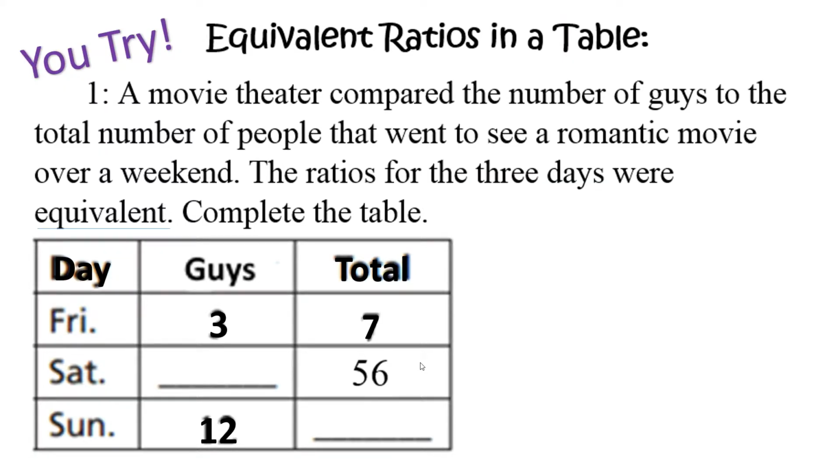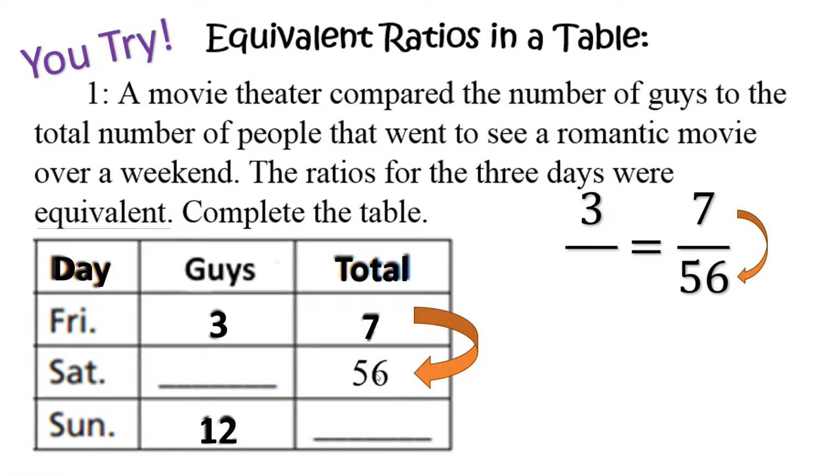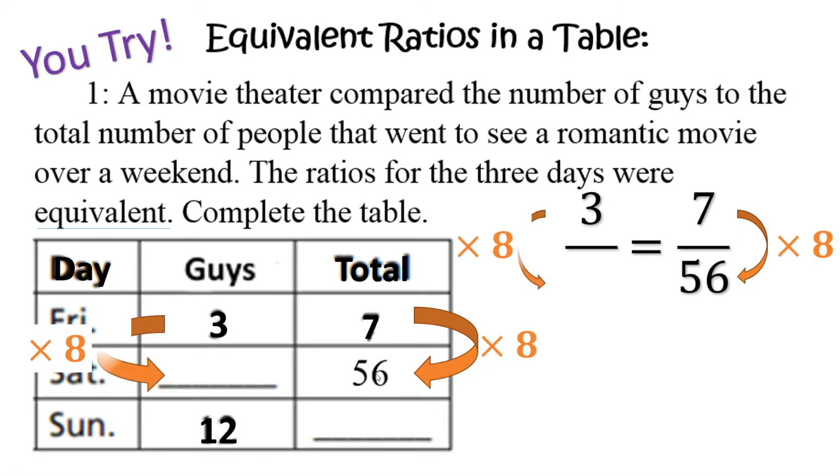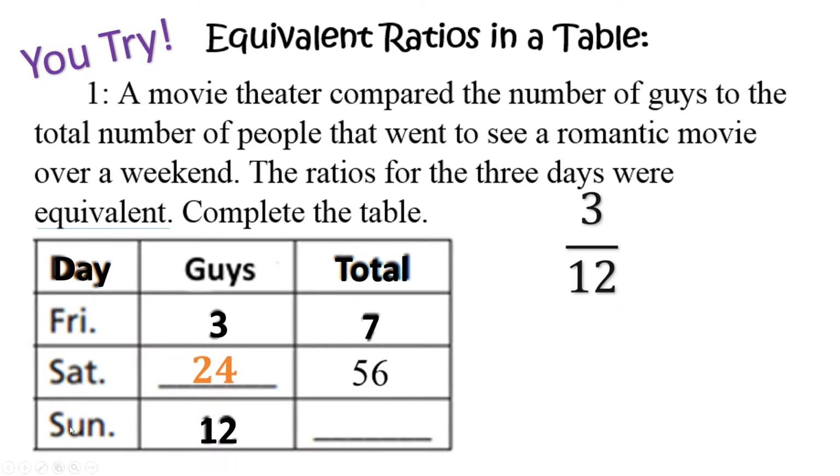Now there's a try on the right side. So please read the question and try to figure out the missing values before you watch the rest of the video. So we have a relationship here of 3 to blank equals 7 to 56. Well, if you look at the relationship between 7 and 56, it's times 8. So 3 times 8 is 24. And now we know this missing value.